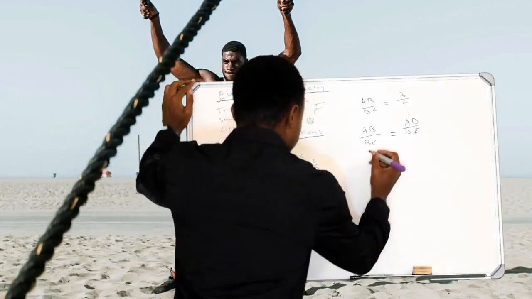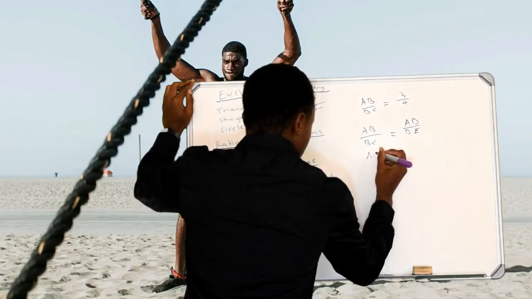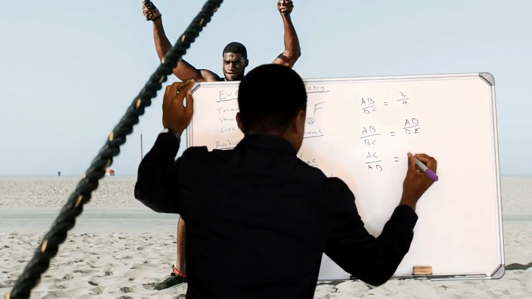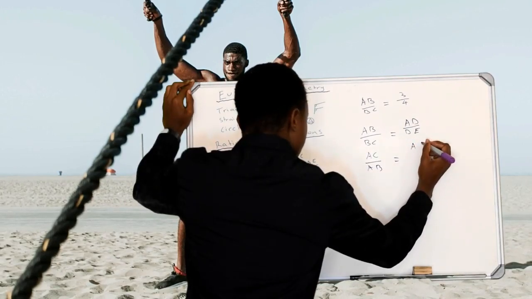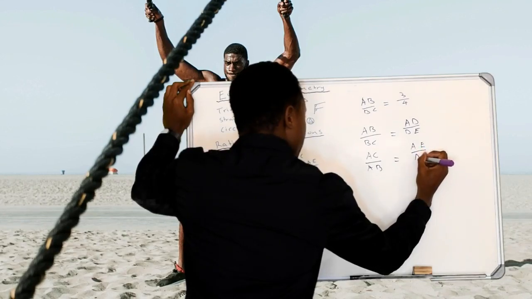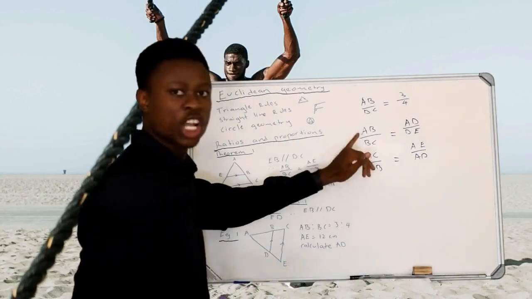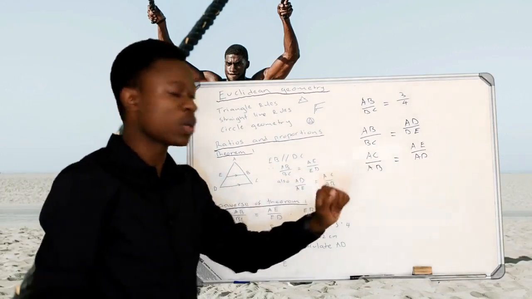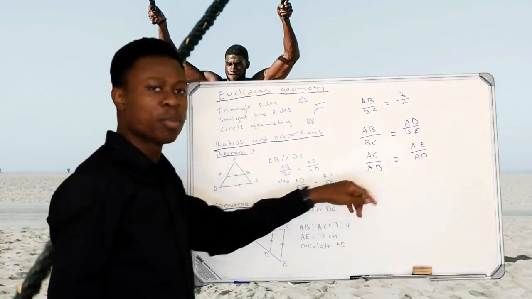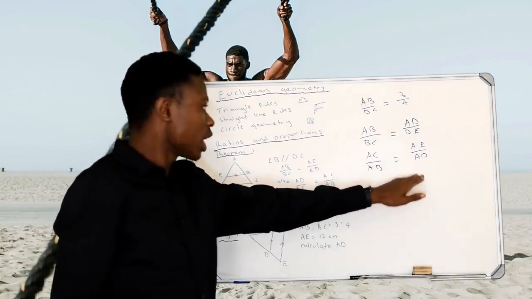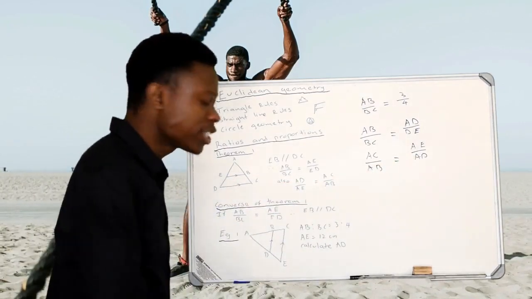We can write it as AC divided by AB is equal to AE divided by AD, right? So AC is the long side. So on the other side, on top, I have to have the long side, which is AE. At the bottom, I have the short side, AB. On the other side, I also have to have the short side, which is AD. Let's look at our values.